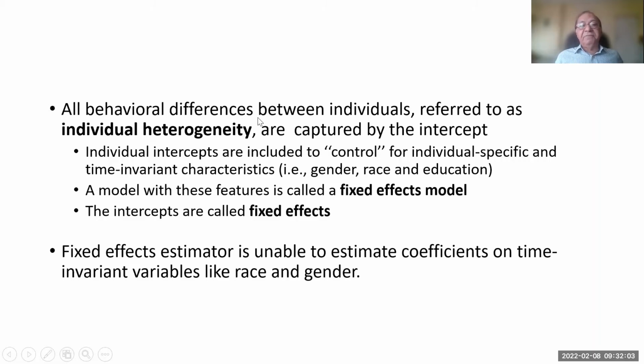Now, all behavioral differences between individuals, referred to as individual heterogeneity, are captured by the intercept. How individuals are behaving and their heterogeneity is captured by the intercept. Individual intercepts, which are B1, or sometimes we quote it as alpha 1, are included to control for individual specific and time invariant characteristics, for instance, gender, race, education, etc. A model with these features is called a fixed effect model. The fixed effects estimator is unable to estimate coefficients on time invariant variables like race, gender, etc.